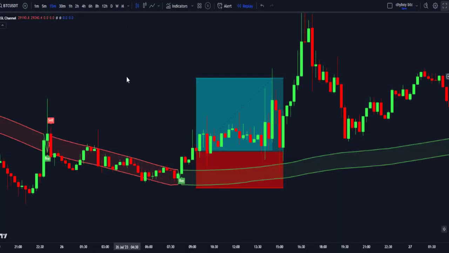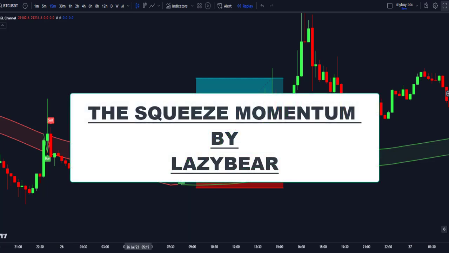Understanding this, let's see how we can add more entering confirmation to this indicator by adding a momentum-based indicator. A momentum-based indicator that we will be adding here is called the Squeeze Momentum Indicator created by LazyBear.